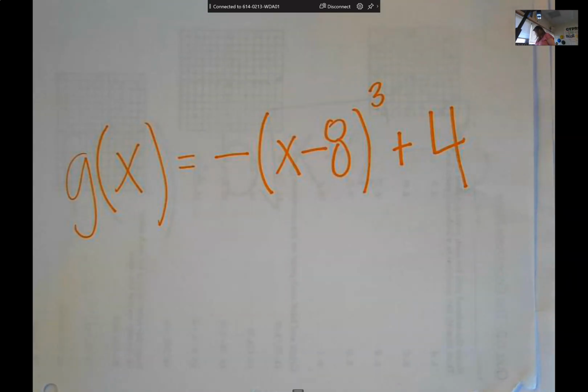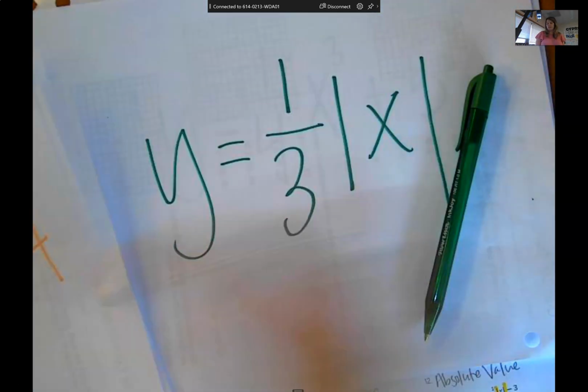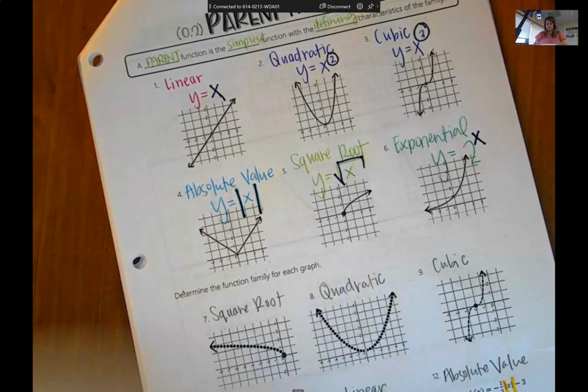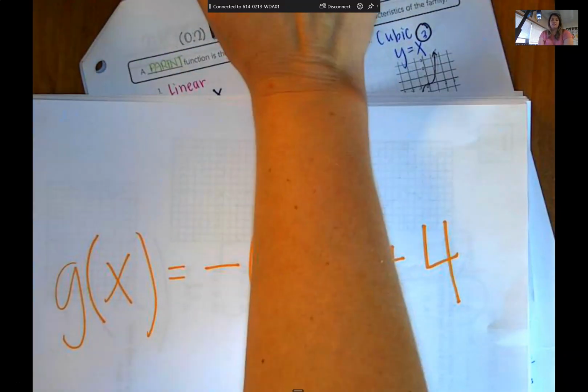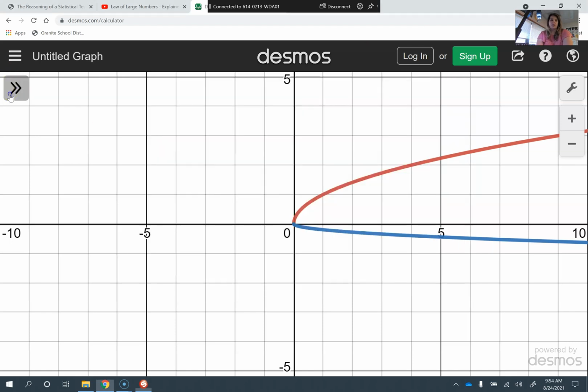Okay, let's see what you have. This is the cubic family. Okay, let's take this cubic really quick and see what it looks like. So this is going to move us into transformations. This is the last thing we're going to do before transformations.